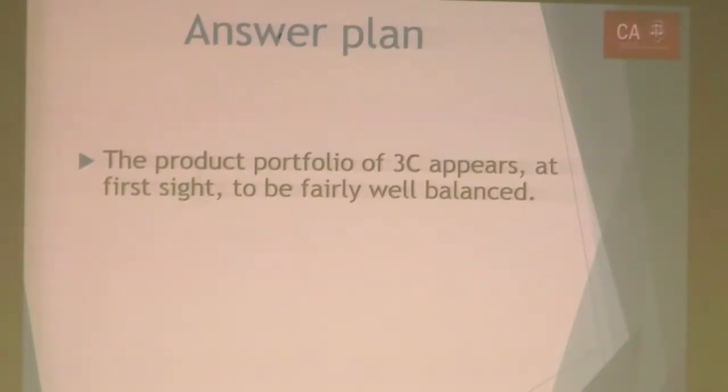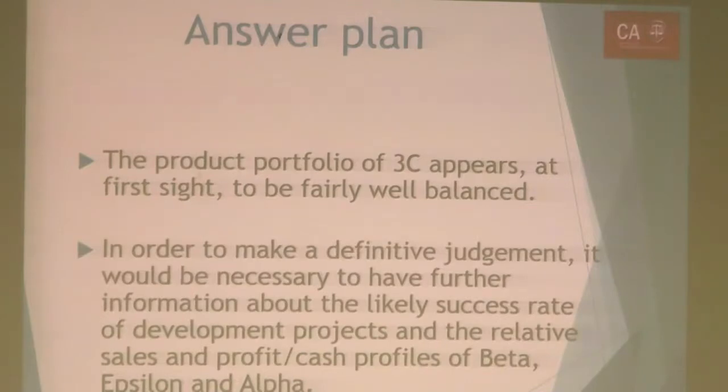Answer plan. The product portfolio of 3C appears at first sight to be fairly well balanced, because I think it is very clear that all the products are at different stages of the product life cycle. So it seems to be very balanced. And then in order to make a definitive judgment, it would be necessary to have further information about the likely success rate of development projects and the relative sales and profit cash profiles of beta and epsilon.